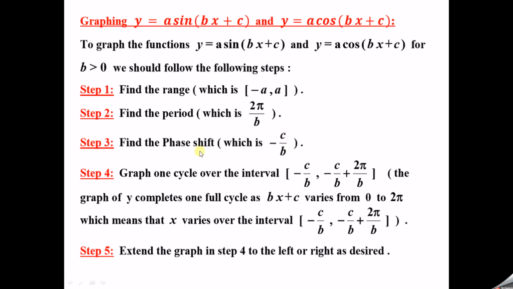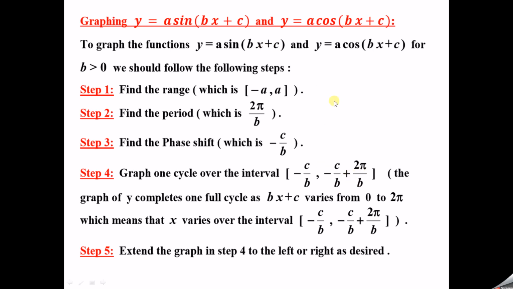Once you find these three, you can now write the x values starting from minus c by b to minus c by b plus 2 pi by b. That means we put bx plus c equal to 0. The sine value starts from when this argument, this inside of sine of bx plus c, starts from 0, and the last value of bx plus c is 2 pi. So when bx plus c is 0, you will get x is minus c by b. And when bx plus c is 2 pi, you will get x is minus c by b plus 2 pi by b.